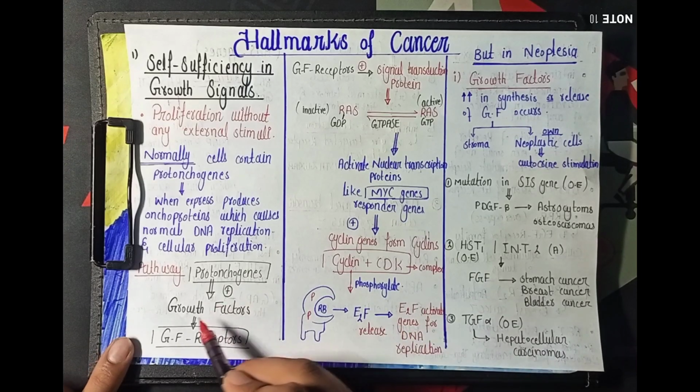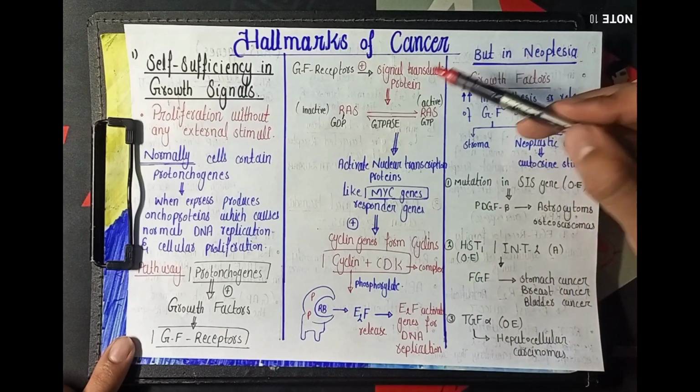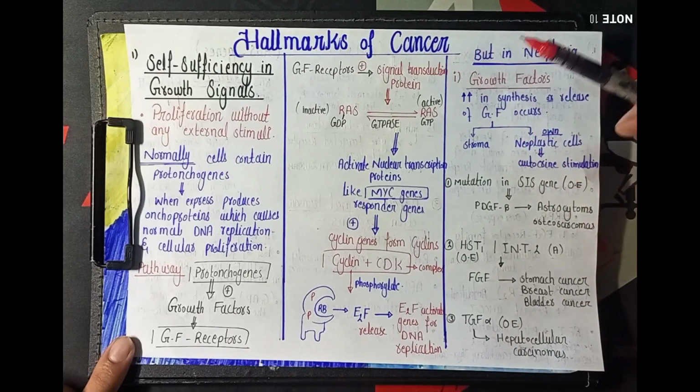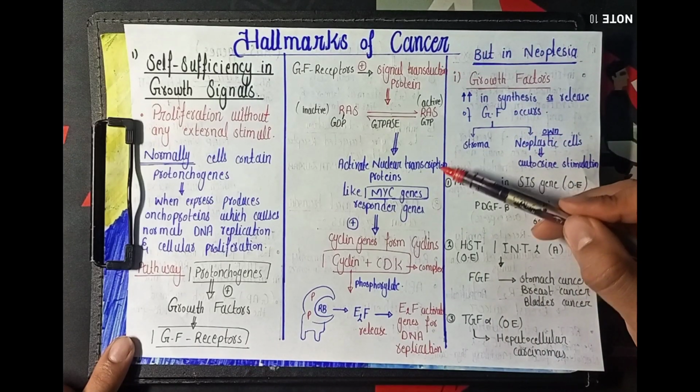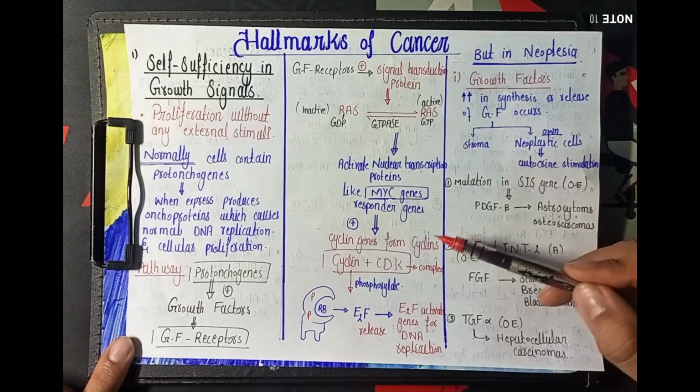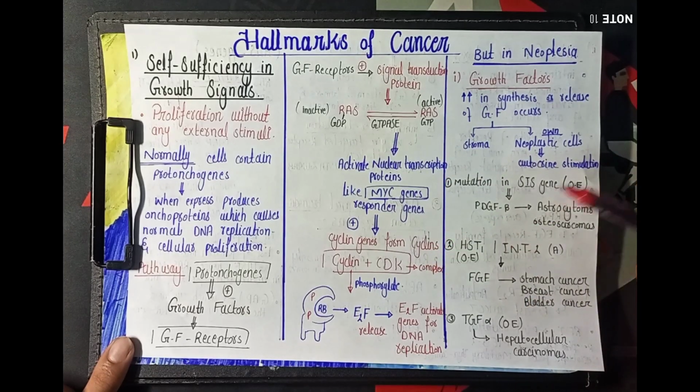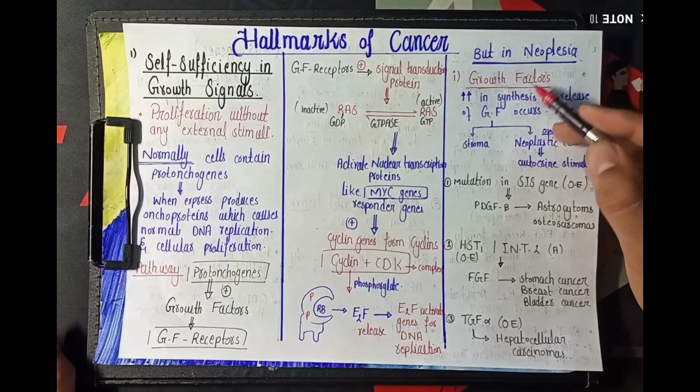So in neoplasia, there is either an increase in the synthesis of the growth factor, or there is overexpression of the growth factor receptors, or there is overactivity of the signal transduction proteins, or there is overexpression of the nuclear transcription proteins or the cyclin genes. So the first one is the altered activity of the growth factors.